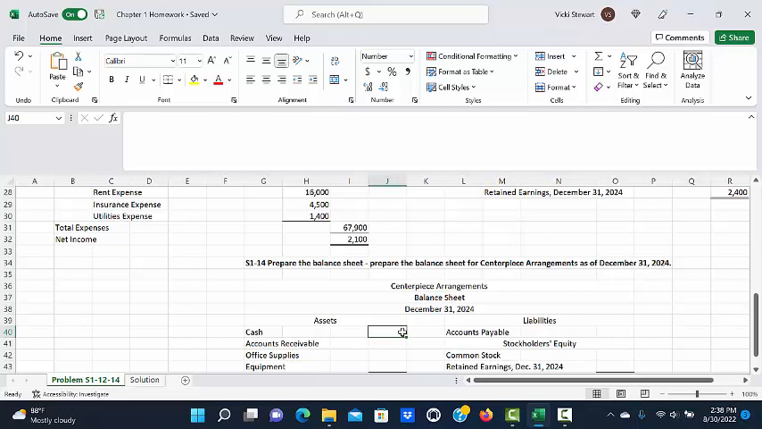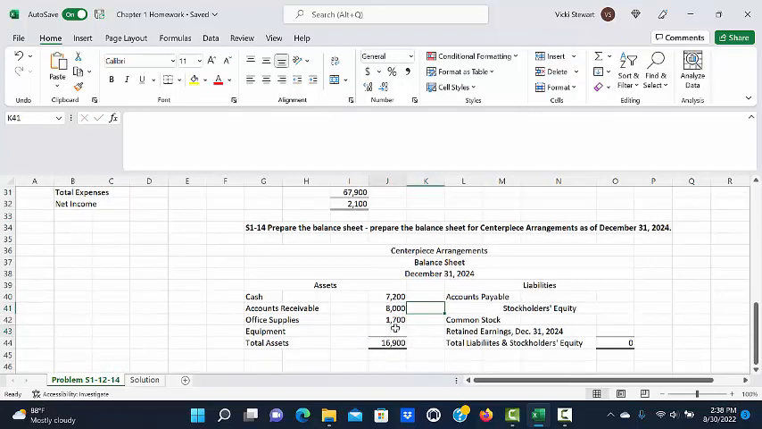They are never closed. So we're going to start out with our cash, which is $7,200, and then we will have our accounts receivable, which were $8,000, our office supplies, which were $1,700, and then we're going to end with our equipment, which is $12,100. So that's going to total all of our assets, and the left side of our balance sheet is $29,000.